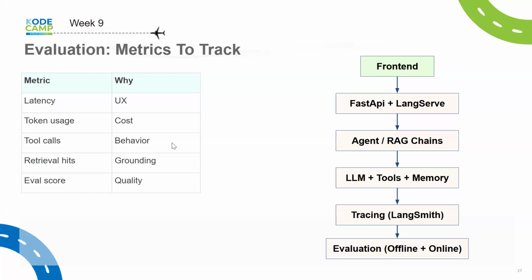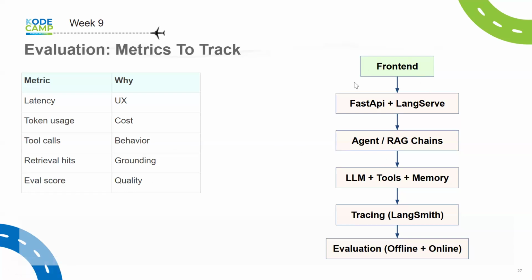Retrieval hits. This is for RAG, right? How many hits we get when you do a retrieval from the RAG, right? So that is another metric for your RAG system. It's a measure of how well your data was ingested, but also how well retrieval is happening. Okay. Then eval score. So the eval scores are the ones we just talked about: accuracy, precision, recall, F1 score, and so on. So that's a measure of the quality of the prediction.